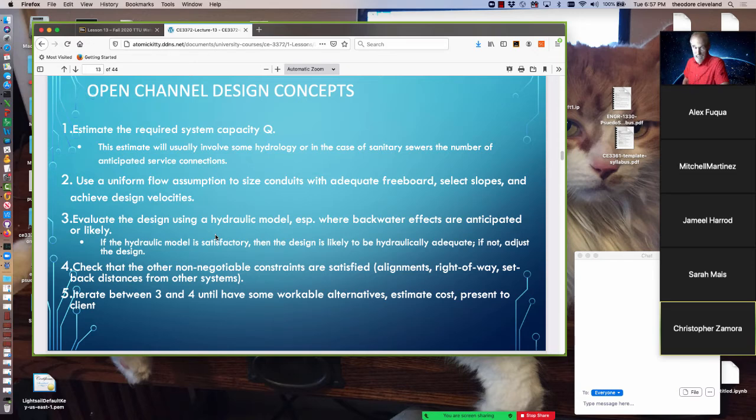In the case of sanitary sewers, we usually estimate the discharge required based on the number of anticipated service connections. So sanitary sewers is somewhat easier. You count all the kidneys and colons and multiply it by a colon factor, and that gives you the required discharge. The second step after that's done would be we would use a uniform flow assumption, essentially what we just discussed, in order to size the conduits with adequate freeboard.